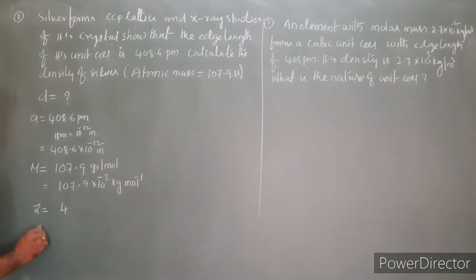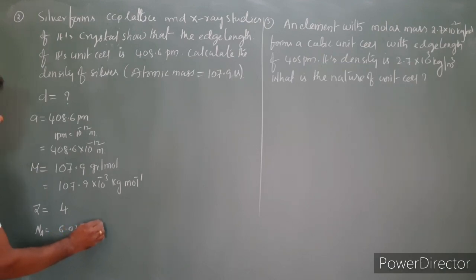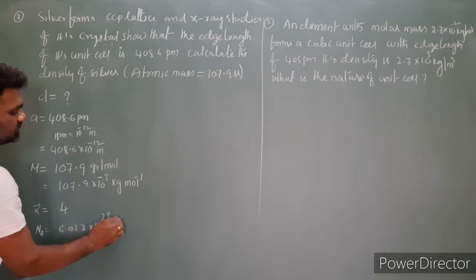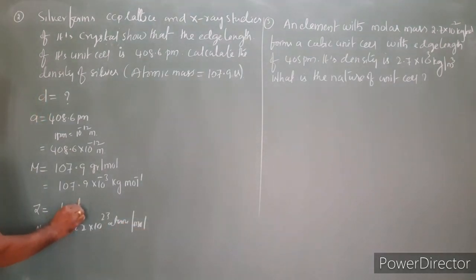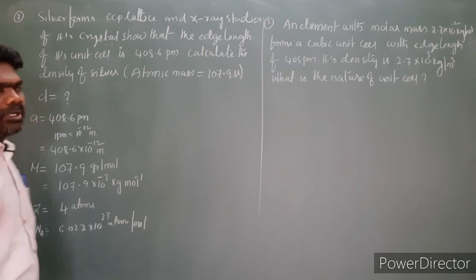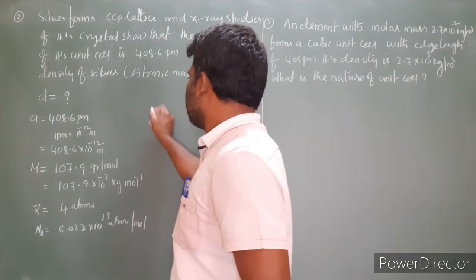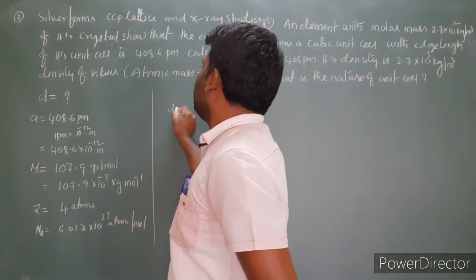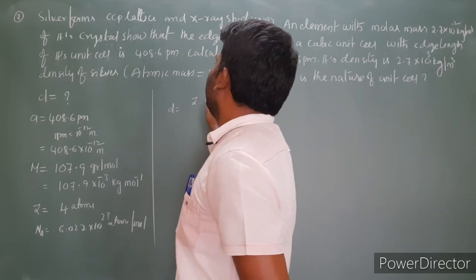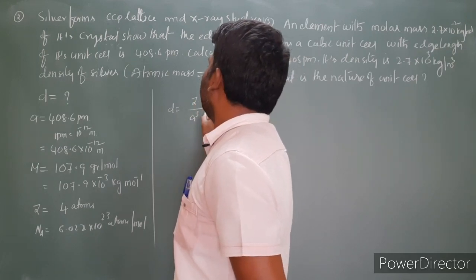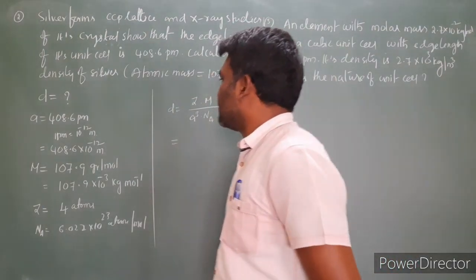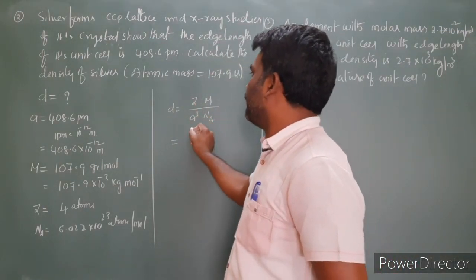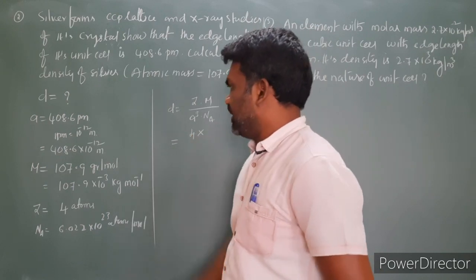Next, the Avogadro number Na is equal to 6.022 into 10 power 23 atoms per mole or particles per mole. Z is equal to 4 atoms. So substitute all the values in the formula. What is the formula we have for density? Density D is equal to Z into M by a cube into Na. Isn't it? So Z is equal to how much? 4 atoms. 4 into M, which is given as how much?